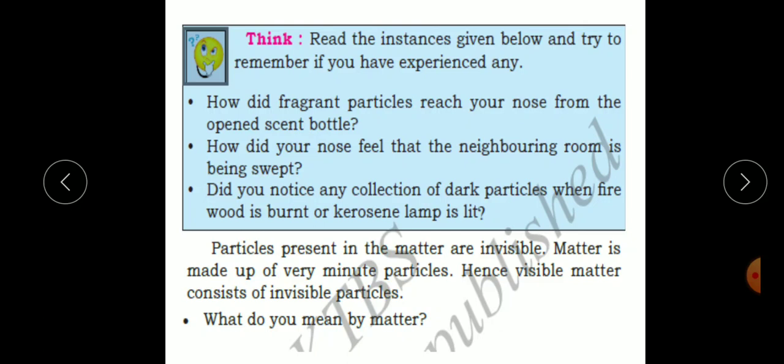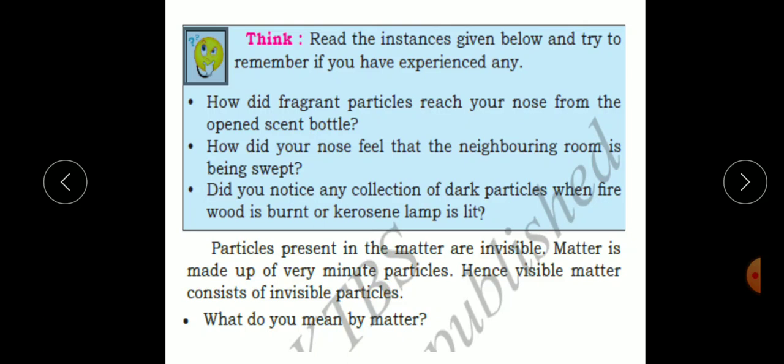Next is, how did your nose feel that the neighboring room is being swept? Swept means cleaned. Did you notice any collection of dark particles when firewood is burnt or a kerosene lamp is lit?